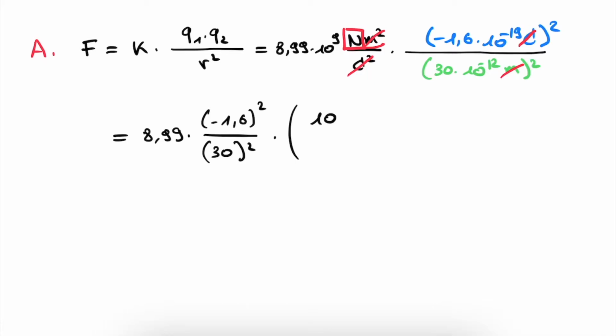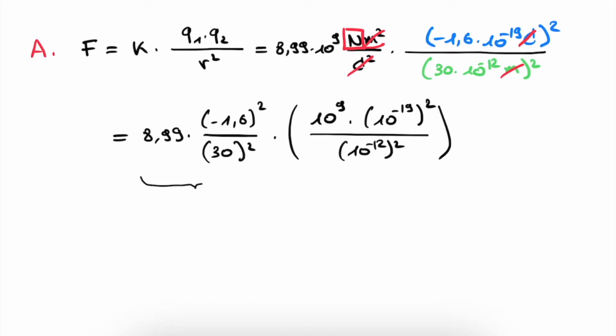So we have 10 to the power of 9, which comes from here. We multiply this with 10 to the power of minus 19 squared, which comes from this term. And we simply divide this by 10 to the power of minus 12, which we also have to square. And now we can simply calculate that for this first term, we get 0.026 approximately.